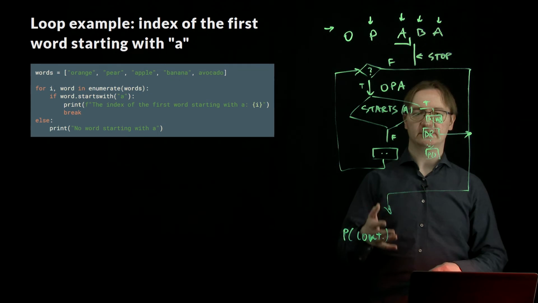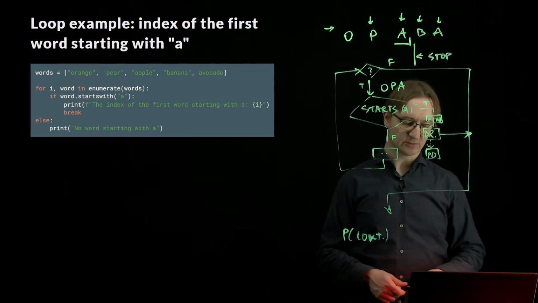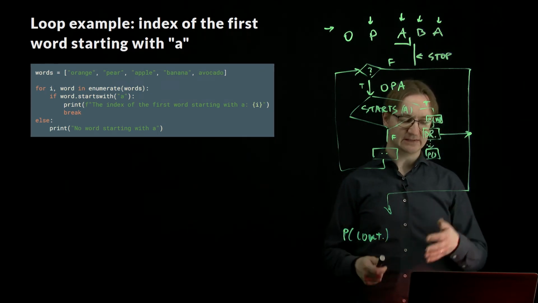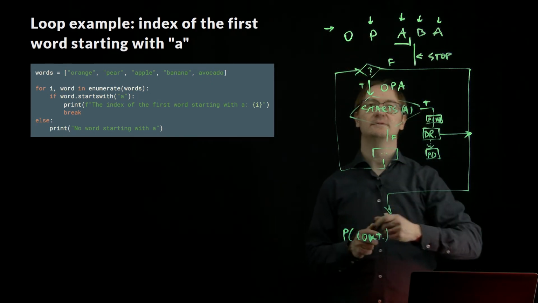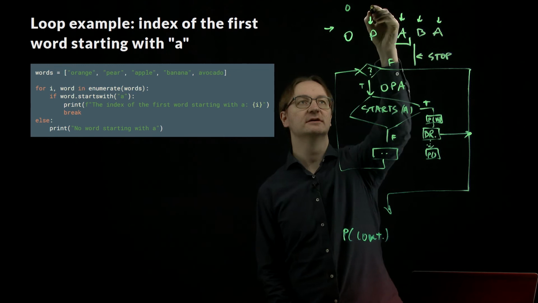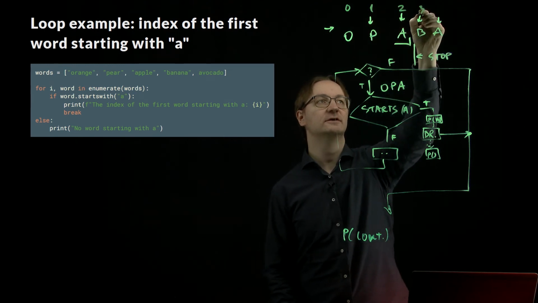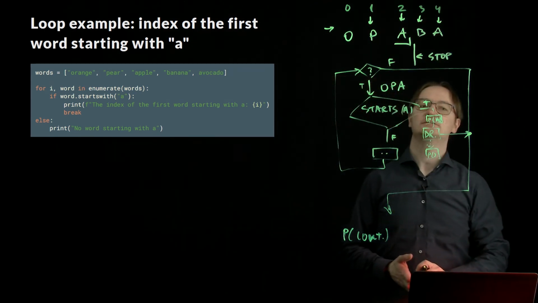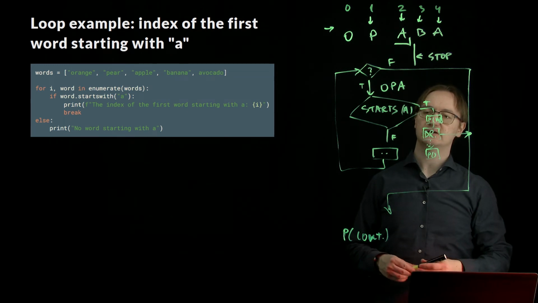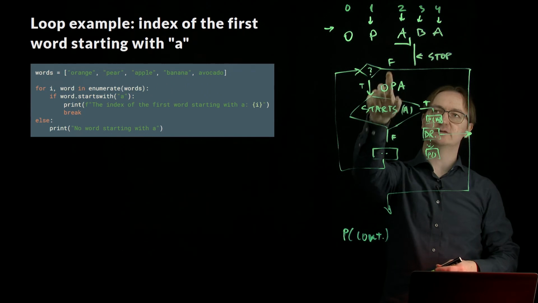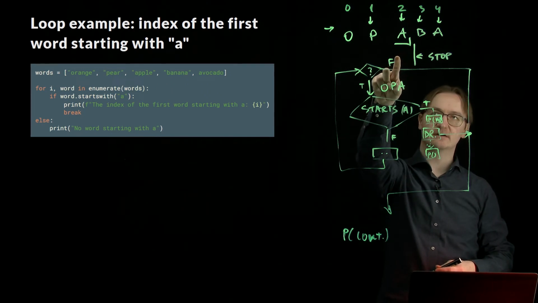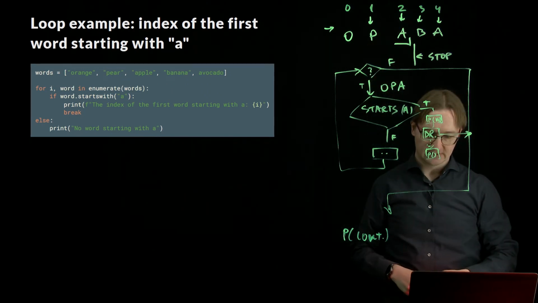Now let's modify the task so that we want to find the index of the first word which starts with A. So we want to find the position. So the positions or the indices are here, 1, 2, 3, and 4. So it's not enough. This code is not enough because I can find out that this word starts with A, but I don't know the index.